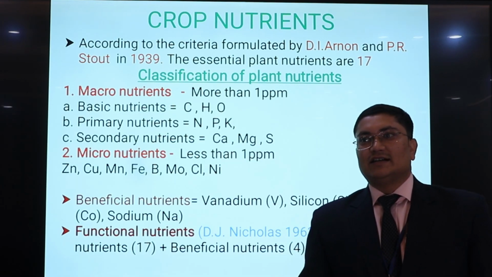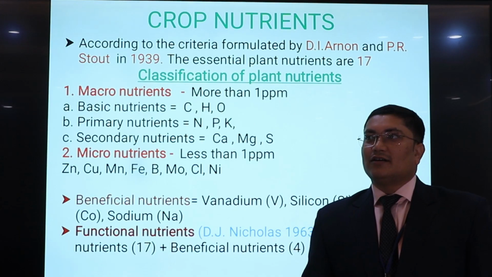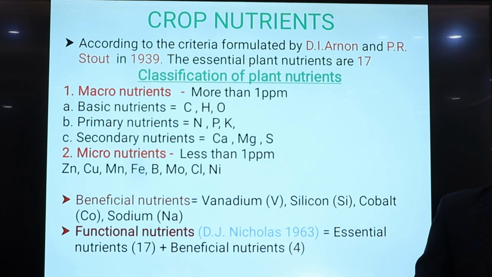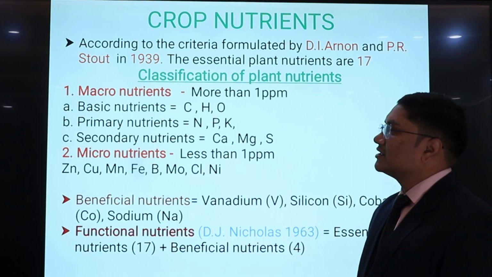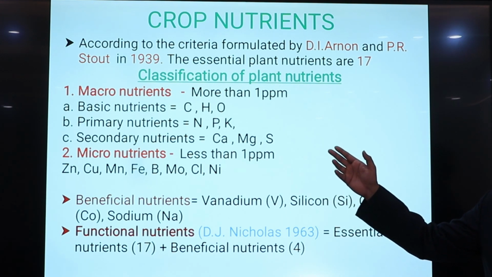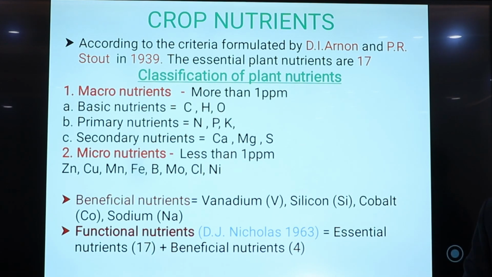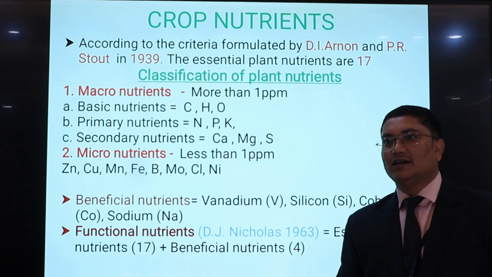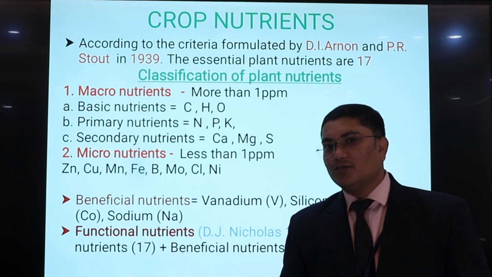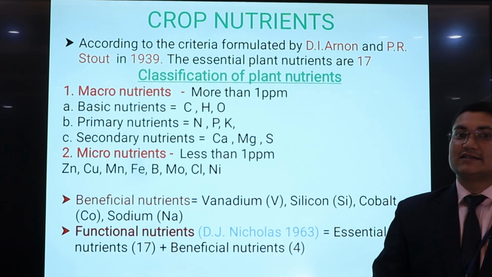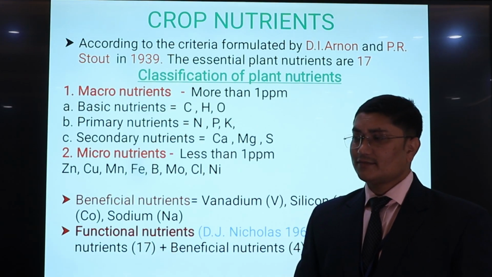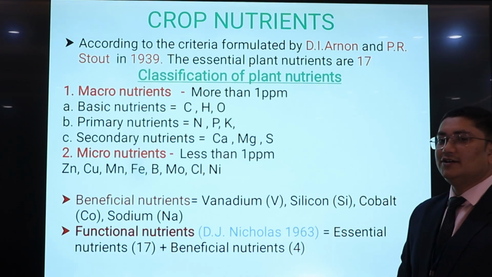As per the criteria of essentiality, the first were D.I. Arnon and P.R. Stout. These are the two persons who discovered the criteria of essentiality, and after the criteria of essentiality we found that 17 essential nutrients are needed for the development of the crop. At the earliest there were only 16, and later on one more element, nickel, was added, and we got a total of 17 nutrients as reflected by the criteria of essentiality.